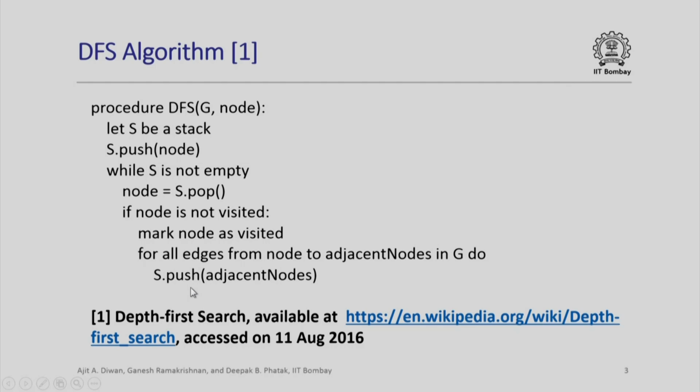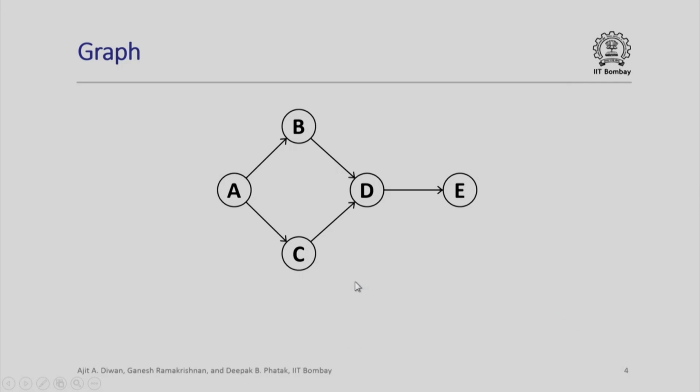A very clear understanding can now be reached through a simple example and demonstration. Let us look at a graph which has A, B, C, D, E as 5 nodes, and these are the directed edges. Let us assume that A is the starting node of the graph. So we start the algorithm by visiting A. Next we look at the nodes which are adjacent to A.